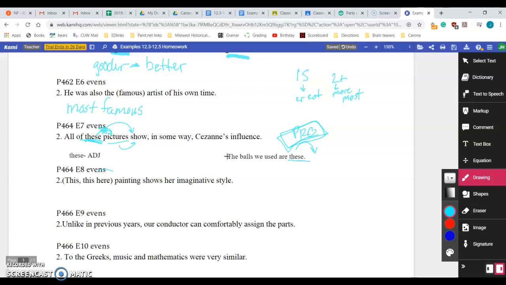Next section, it asks you basically just to choose the right word. This is the easiest section in the whole book, I would say, or at least what you're going to do. All you have to do is look between the two words. Please remember that this and that are singular, these and those are plural, and never put something like this here.